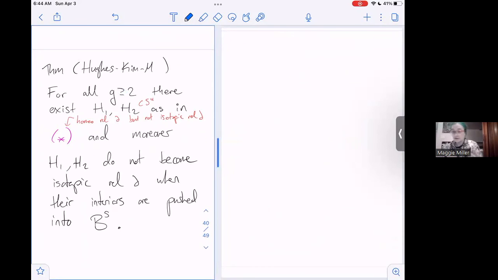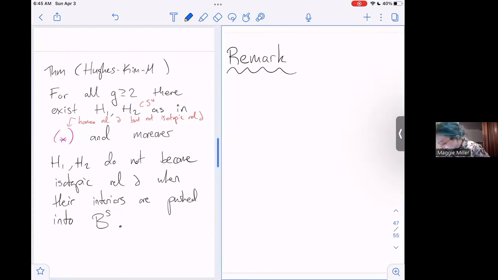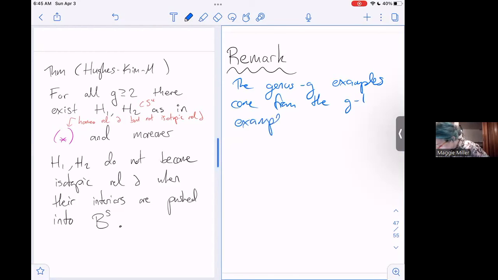I could increase the genus in lots of places in the argument, but the easiest thing to do is the genus G examples come from the G-1 examples by adding a trivial tube.